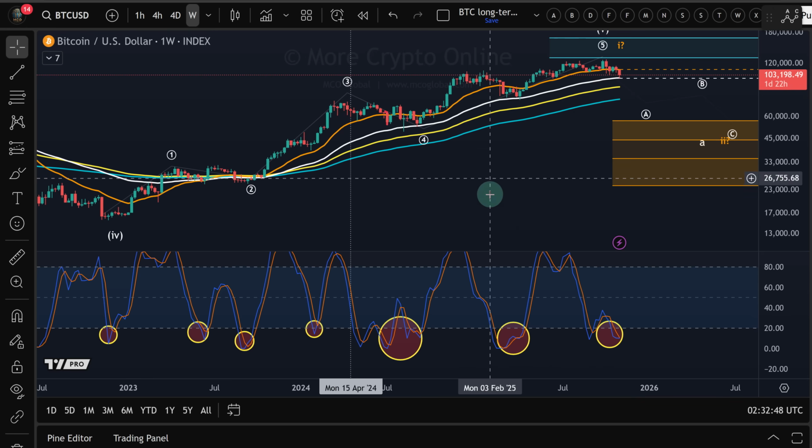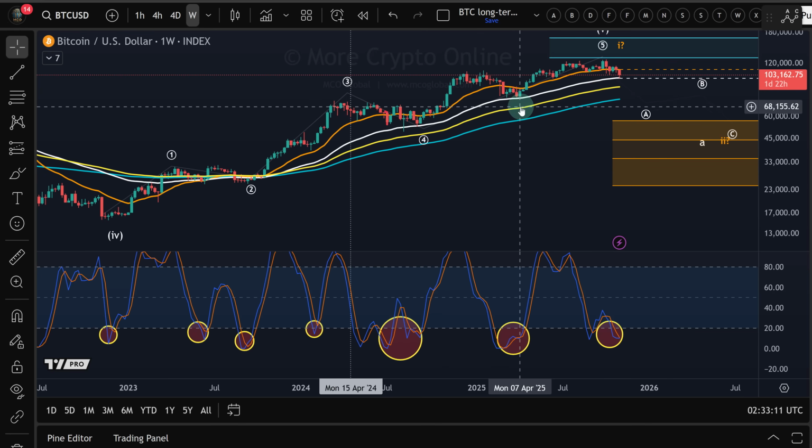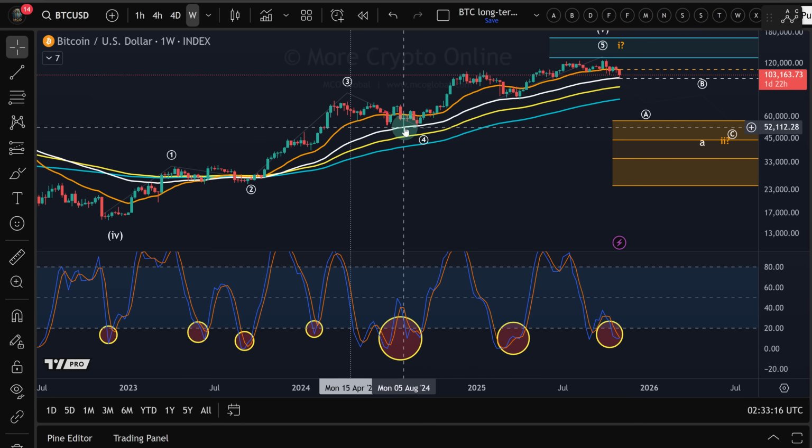And especially the last few times when that happened, and this takes us to our next topic, the 55-week exponential moving average. The last 2 to 3 times when that happened actually in this particular bullish cycle, which started in 2022, whenever we had an oversold stochastic RSI on the weekly, we also had the price touch the 55-week exponential moving average. 3 to 4 times it happened in this cycle.